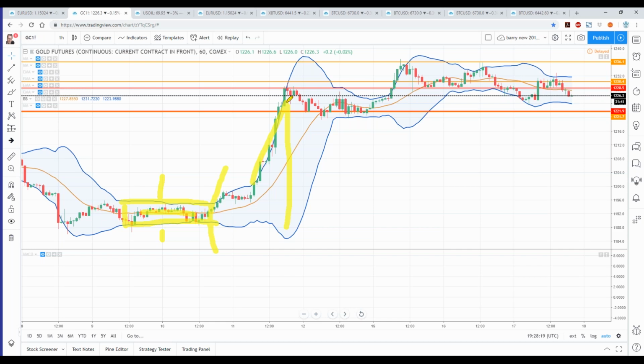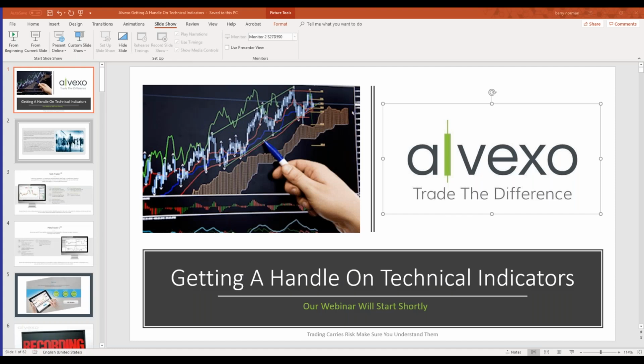Okay. Now, there's lots of ways to use Bollinger Bands, but one of the most prime ways is to actually see market volatility. Now, all this is also included in your handout. So it's all shown to you with the examples and everything else.